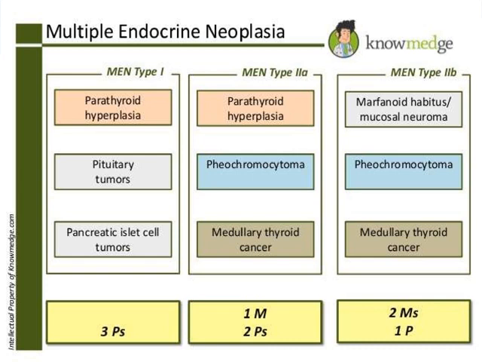Then there is pheochromocytoma and medullary thyroid cancer. And in 2B, it will include Marfanoid habitus and mucosal neuromas, along with pheochromocytoma and medullary thyroid cancer, which are also present in MEN type 2A. So here is 2 M's 1 P. So it is easy to remember.